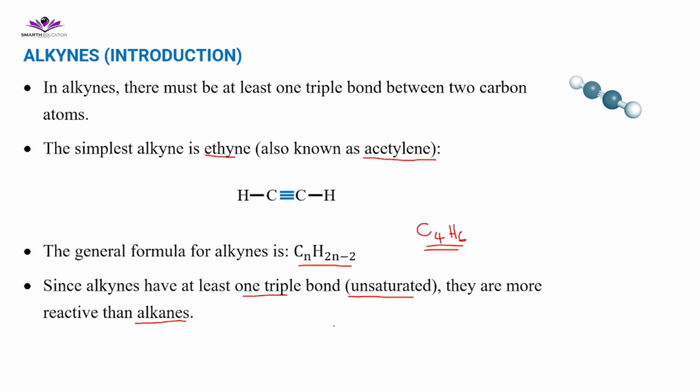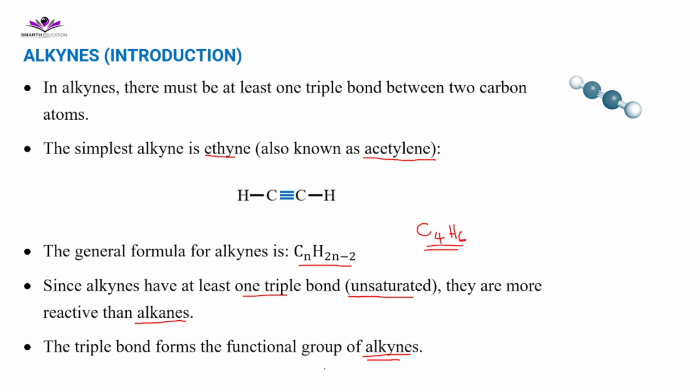reactive than alkanes. Remember, alkanes are saturated hydrocarbons, and then alkenes and alkynes are unsaturated hydrocarbons. So alkenes and alkynes are more reactive than alkanes. The triple bond forms the functional group of alkynes. Remember what we said about the functional group. It can be a bond, it can be an atom, it can be a group of atoms. Okay, that's the functional group.